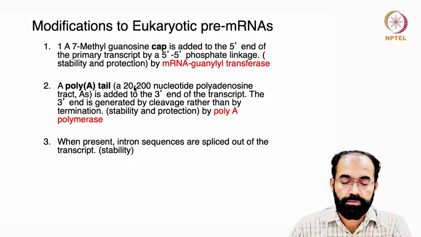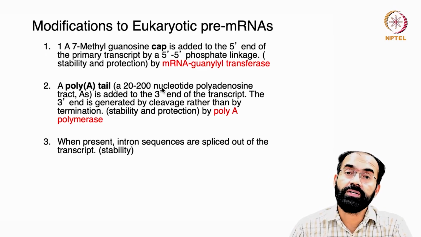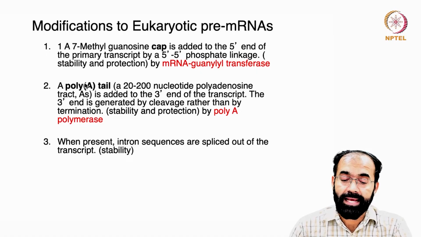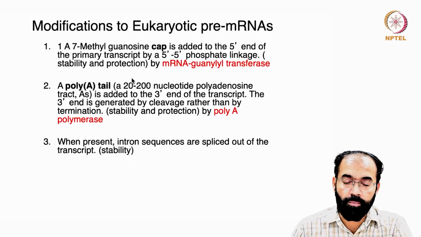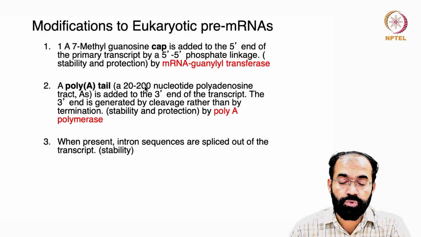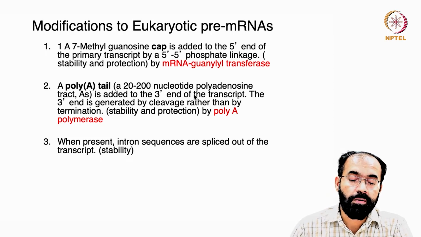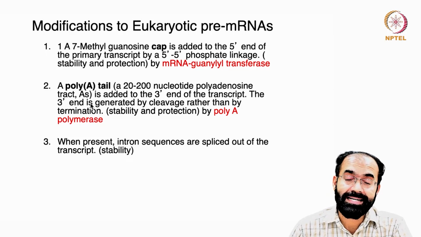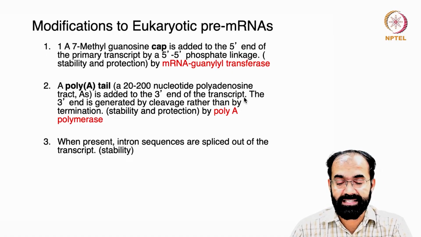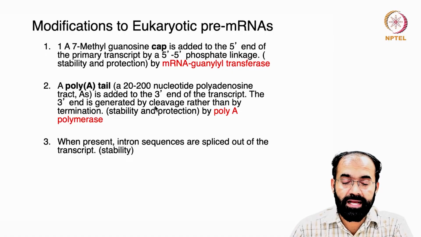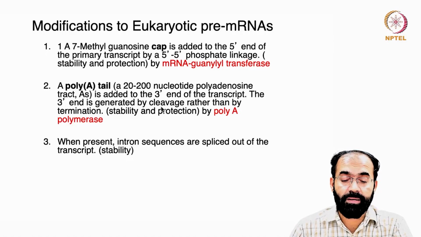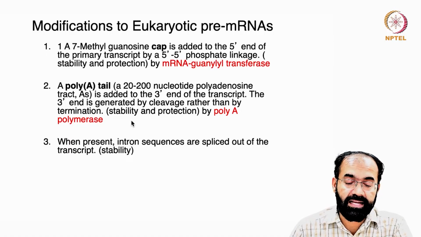onto the 3' end, a 20 to 200 nucleotide long poly A tail. A stands for adenine. Poly A means multiple times A, like that you keep counting. How many times? It can be up to a 200 nucleotide long polyadenosine tract that is added at the 3' end of the transcript. The 3' end is usually generated by cleavage rather than termination.